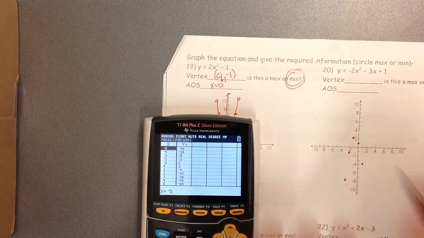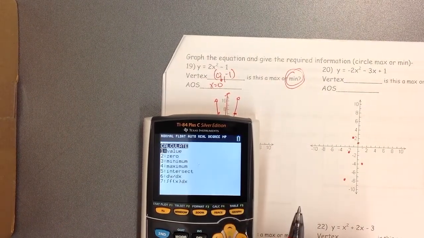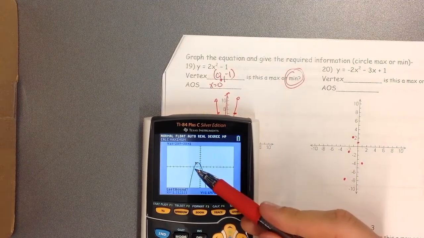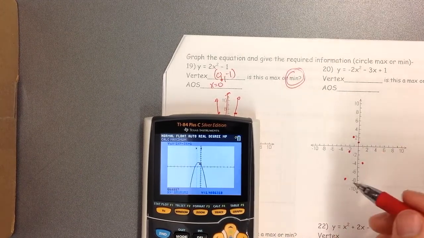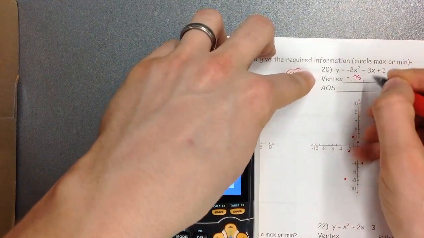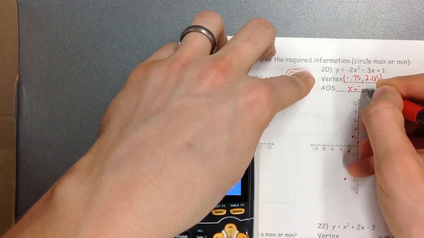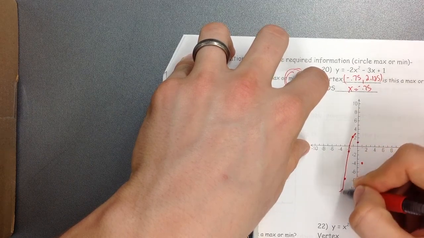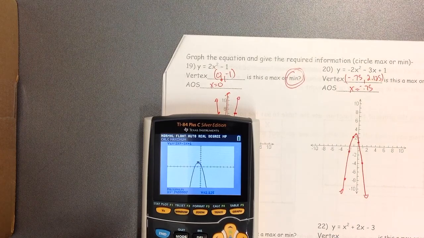So at this point, I need to take and get my vertex. So I'm going to go in there, set and calculate. And I'm going to grab that maximum. It's the highest point on my graph. I'm going to start over here on the left, press enter, move over to the right, press enter. And it's going to give me that vertex at negative 0.75, positive 2.125. My AOS is still just the x value of that vertex. I'm going to put that dot right in there, drop my graph down, execute it just like that. We'll go on to that next one.